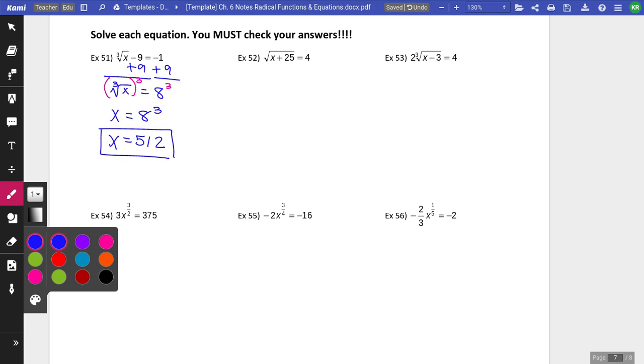512. Okay, on 52, on this one, we're going to square both sides first. So the square cancels out the square root. You have x plus 25 equals 16. Then move your 25 to the right side, and x equals -9. Okay, now look at the difference between 51 and 52. On 51, that 9 was outside of the radical, so that's why we moved the 9 first. But on 52, the 25 was underneath the radical, so we had to get rid of the radical before we could get into that 25 and move it.